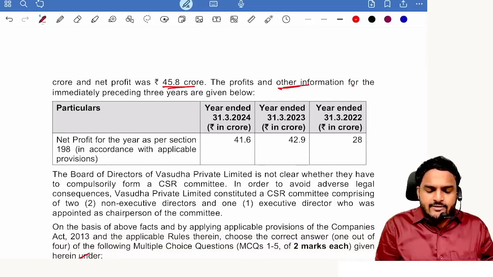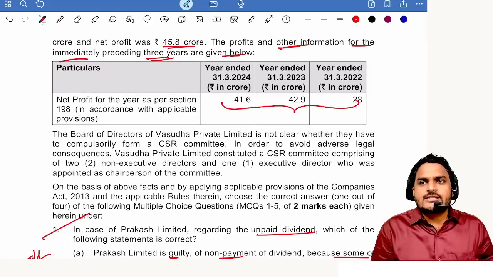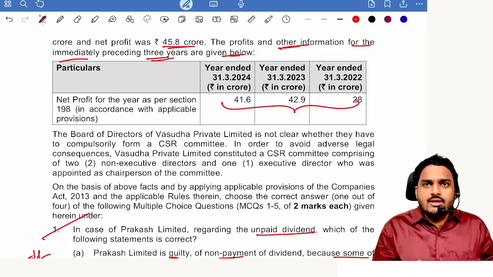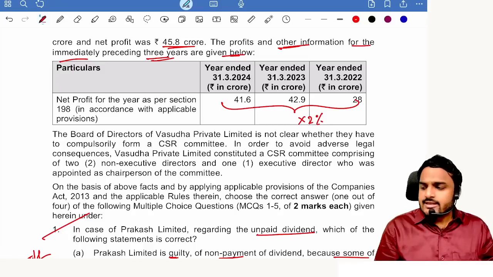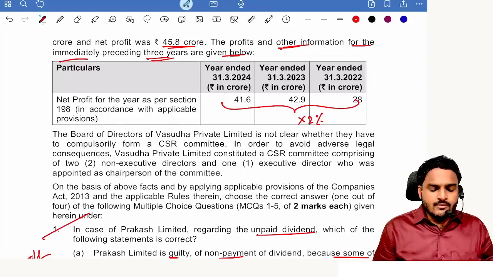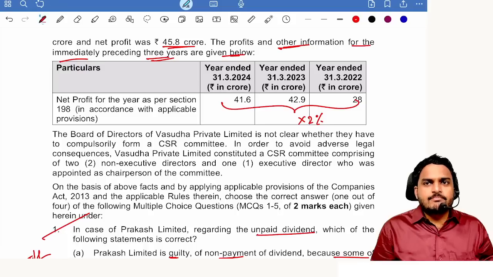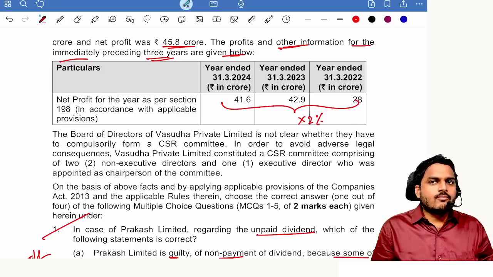The profits and the other information for the immediately preceding 3 years are given below. That means you need to average these 3 years' profits. Listen carefully. You need to average the latest 3 years' profits and on that apply 2%. Just take a calculator and calculate. 41.6 plus 42.9 plus 28, divided by 3. Don't forget to apply divided by 3 into 2%. How much is the amount?